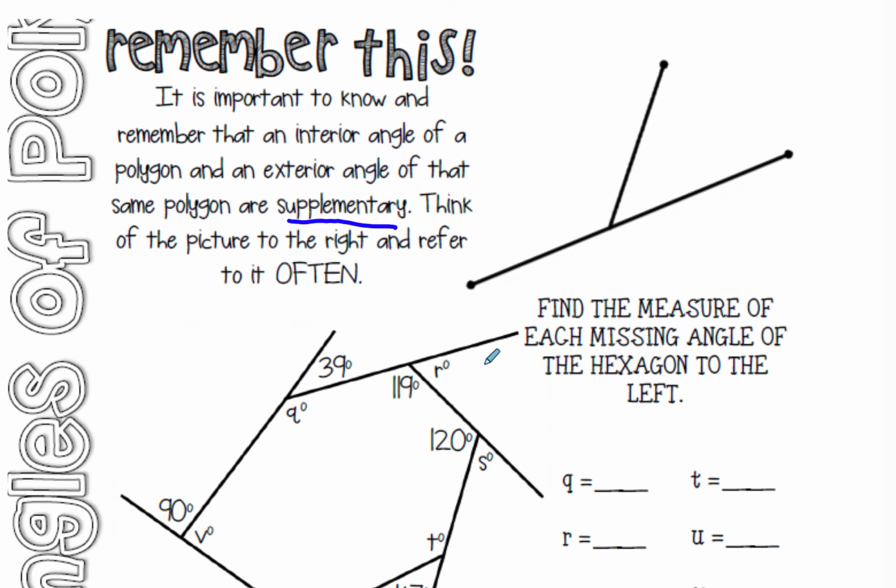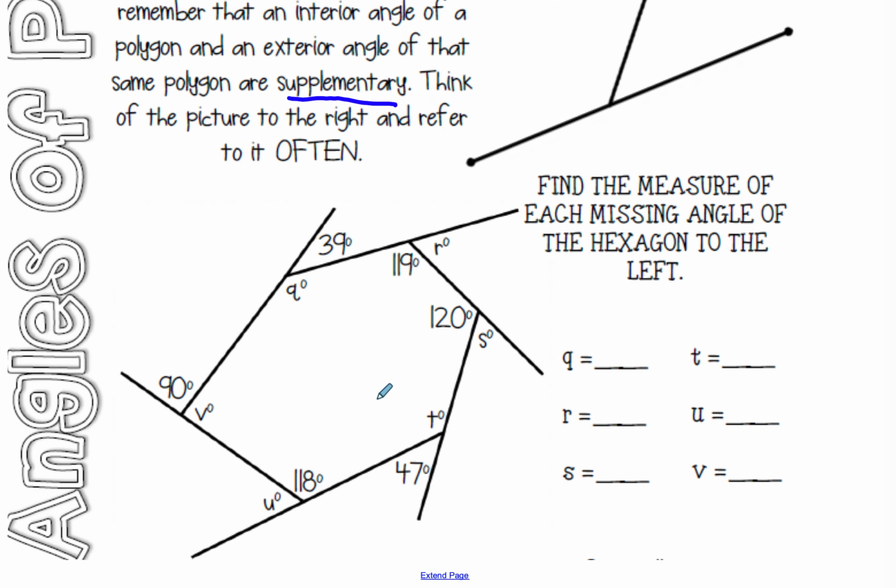So using that information, we're going to calculate all of the missing angles for this hexagon. We're going to start here in order, with Q. If I look at angle Q and the exterior angle next to it, which is 39 degrees, together they make a straight line. So to get the degrees in Q, I do 180 minus 39, and I get 141. So angle Q is 141.